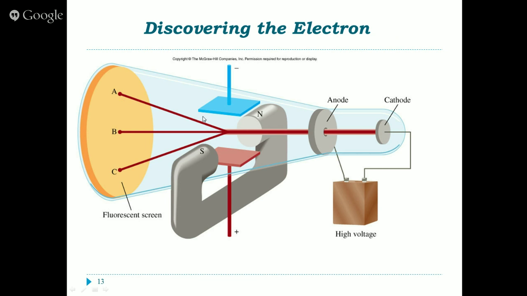If no field is applied, or if these two fields are balancing each other out, we see that the beam goes straight through. Now, altering the size of the magnetic field or the size of the electric field, the strength that we have there, different results were collected, and he discovered that there was a set ratio of the charge to the mass on what he called the electron.